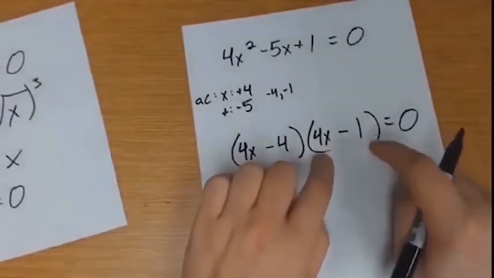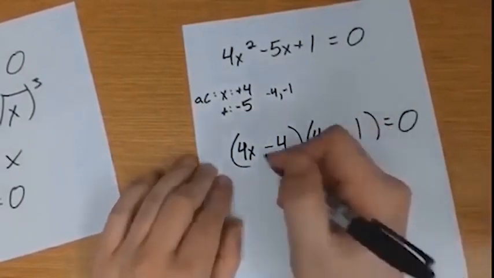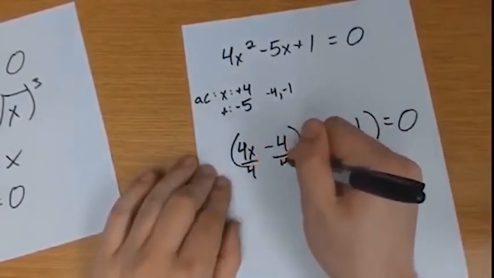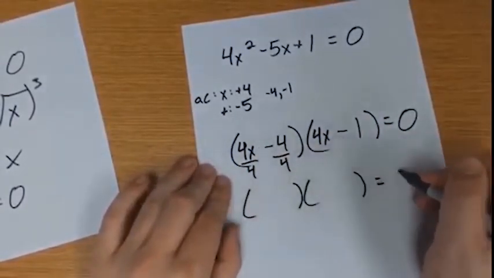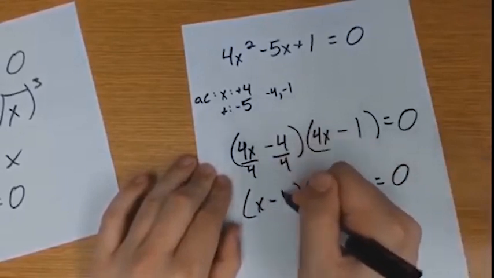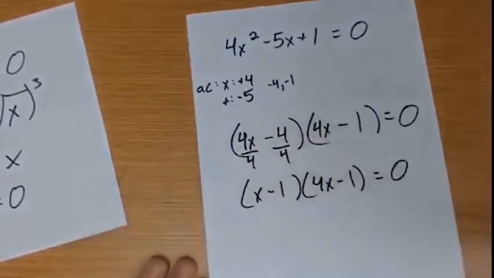Nothing in common here, so we're not going to divide by anything. What do we have in common here? A 4. Let's divide by 4. So this is x minus 1 times 4x minus 1 equals 0.